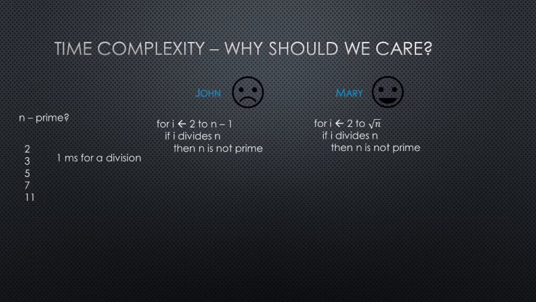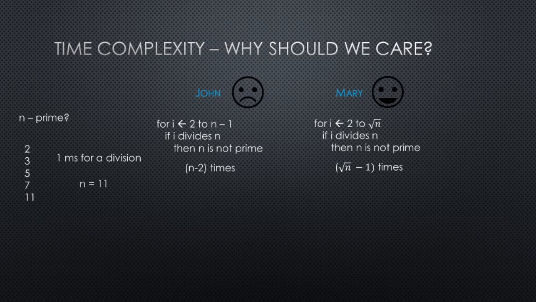Let's see what happens for various inputs for n. In the worst case, John's loop will run exactly n minus 2 times. It will perform n minus 2 divisions, which would happen when the number is prime. However, for Mary, in the worst case, she'll perform the division exactly the square root of n minus 1 times. Let's pick various values for n and see the time taken by these programs.